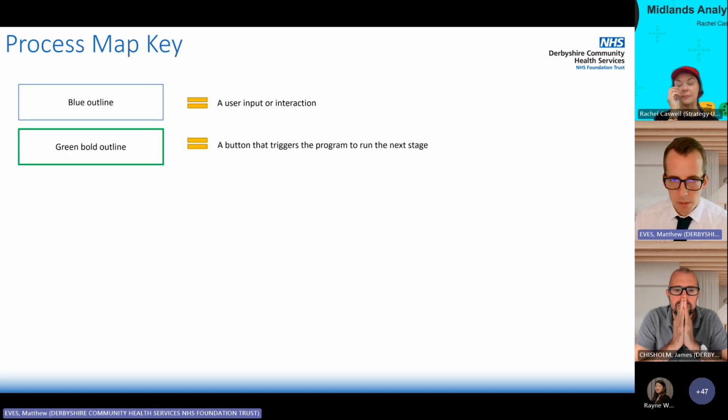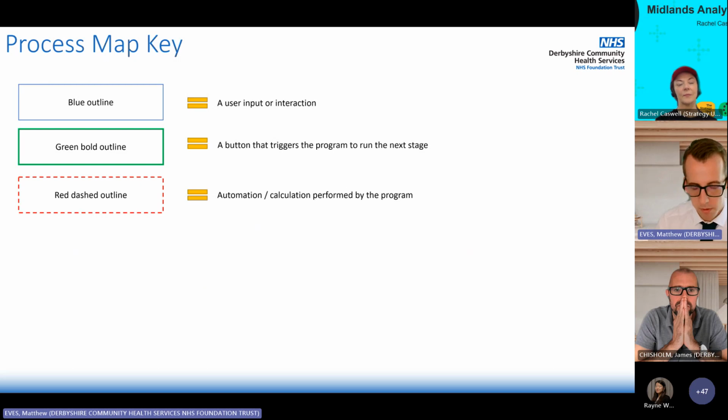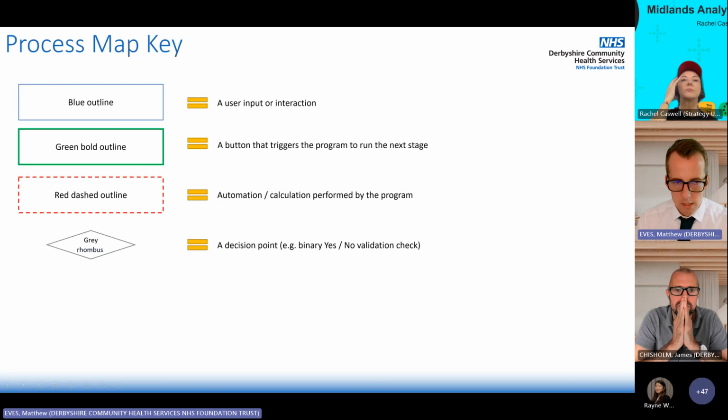So anything that's got a blue outline is just a user interaction. A green outline is a button or a trigger. A red outline is the program itself undertaking the analyses or calculations. And a grey rhombus, or diamond, represents decision points in the program.